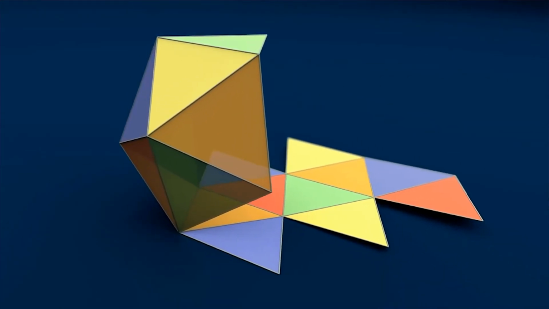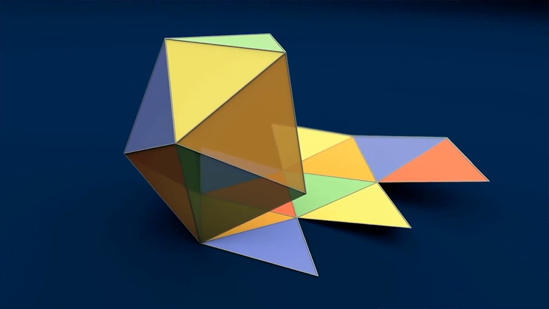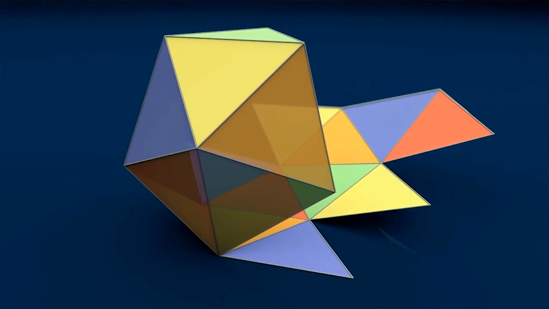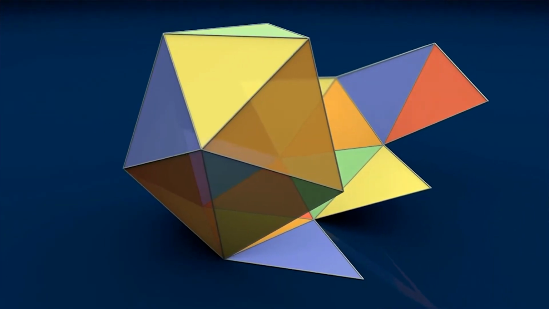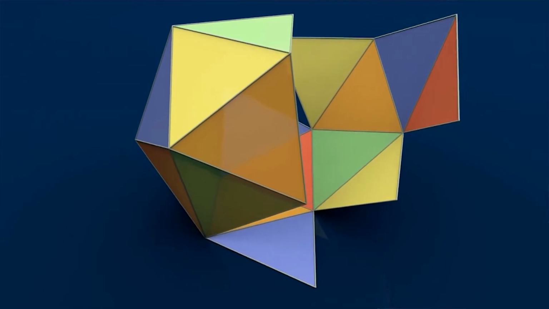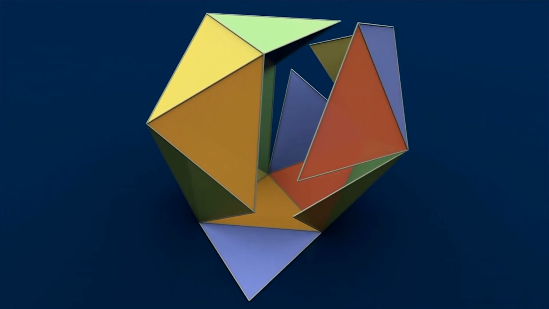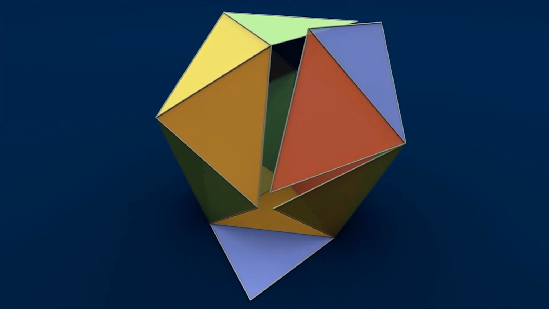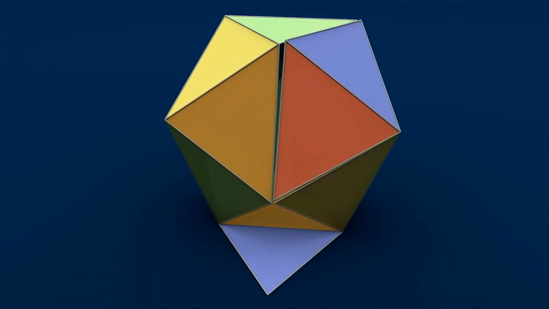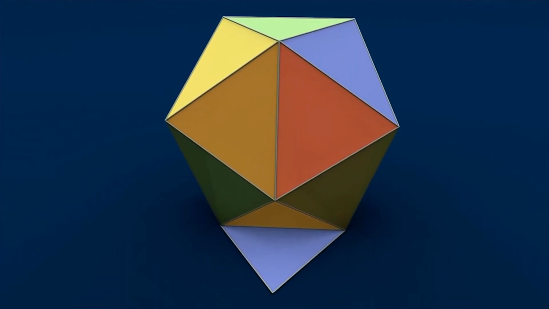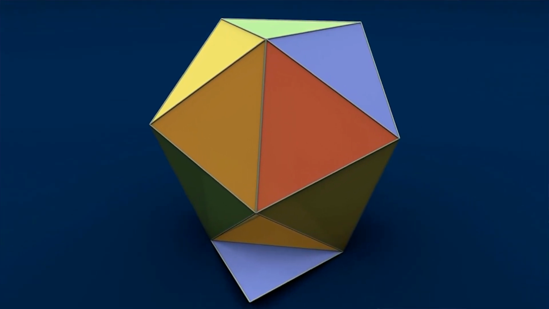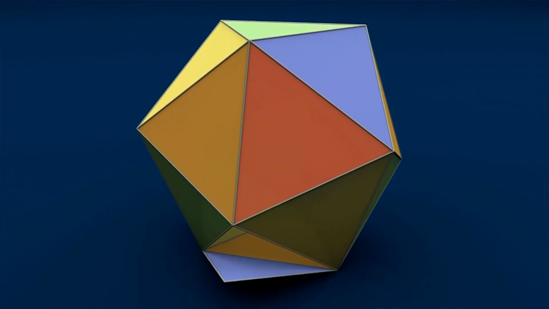Think of it like 5 triangles coming together at the top, 5 triangles coming together at the bottom, and then you have 10 triangles in the middle. 5 triangles in the top, 10 in the middle, and 5 at the bottom. There's 20 triangles. Okay? It's a bit harder than the others.